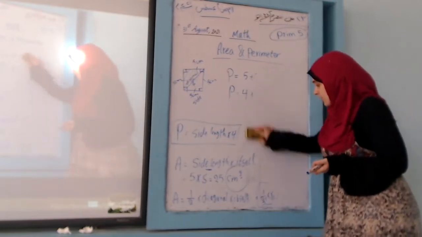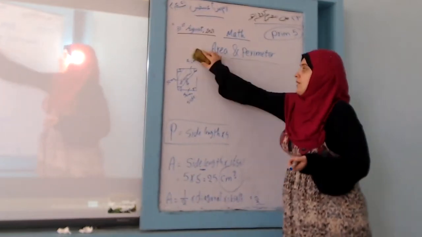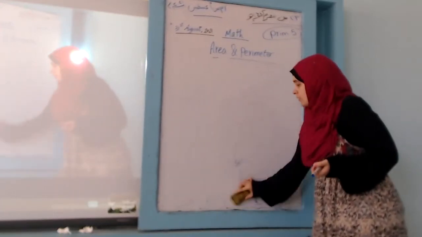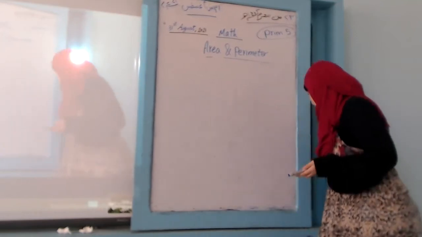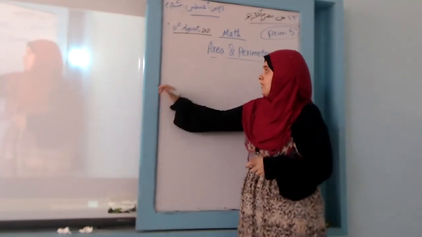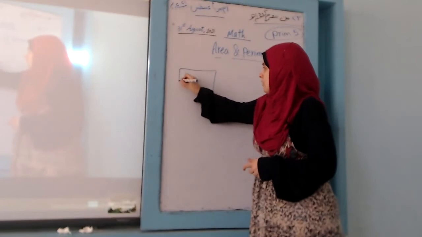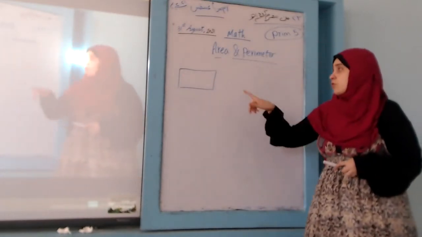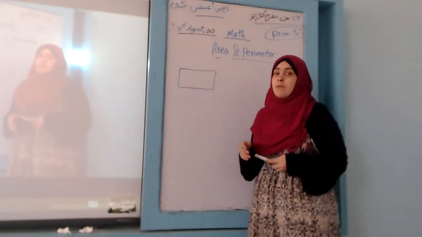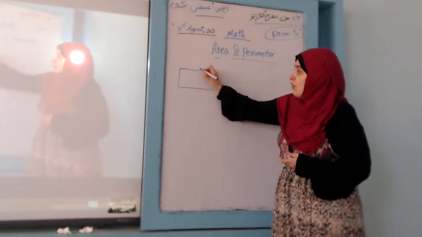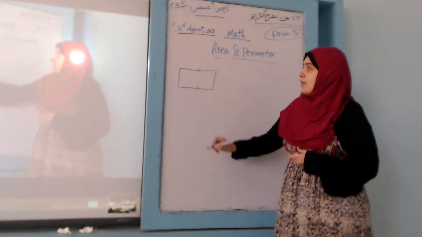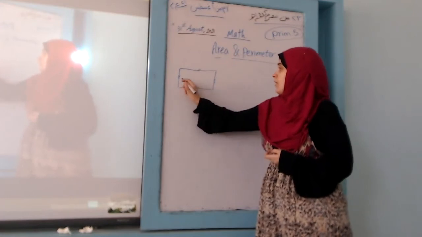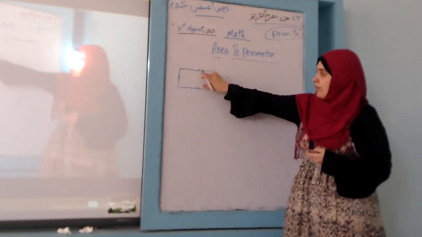We will take the second shape, the rectangle, and we will learn about its perimeter and its area. If I have a rectangle, first we must know the properties of the rectangle. The rectangle also has 4 sides, but they are not all equal. Each two opposite sides are equal and also parallel. Each pair of opposite sides are equal in length.